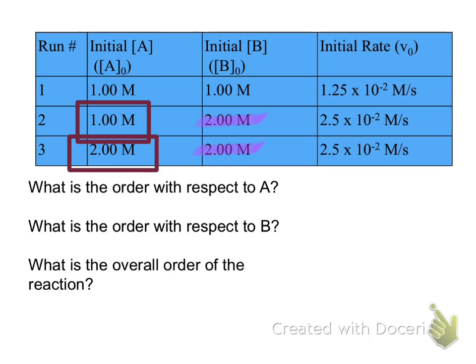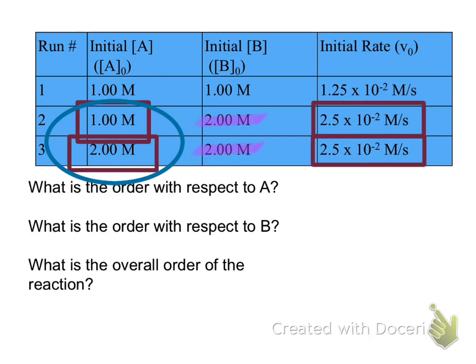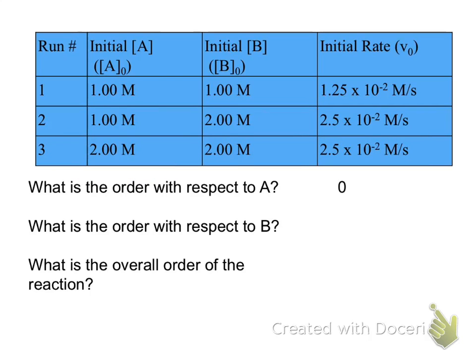What happens over here with our initial rate? It was 2.5. It's still 2.5. So that means a doubling of A has really no net effect of changing the rate of the reaction. Well, what does that mean our order is with respect to A? It's 0. Interesting. All right, let's check B now. What is the order with respect to B?